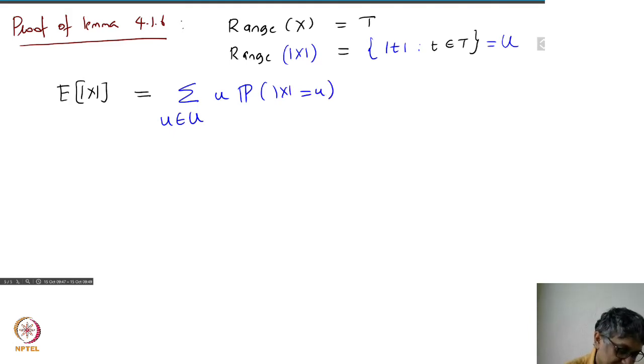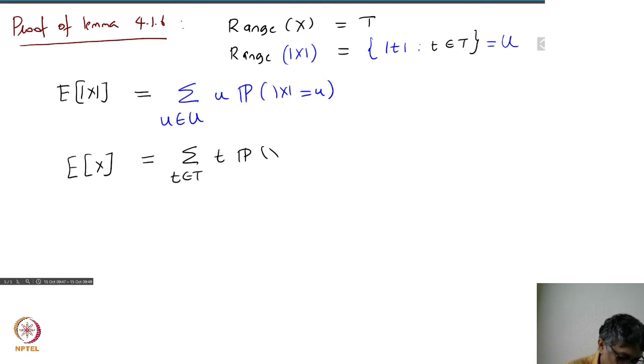Now this is a simple exercise to conclude. We have to see that E of X is defined as the sum over T in T, number T times the probability X equals T. So we would have to connect E of X with E of mod X. We'd have to say if E of mod X is finite, then E of X is finite, and vice versa. These are definitions.